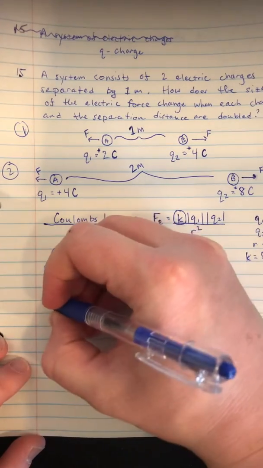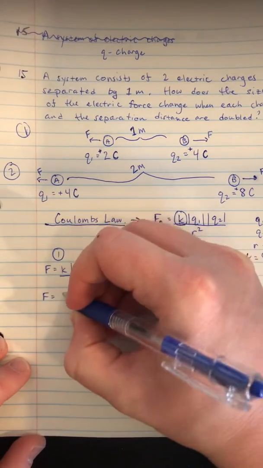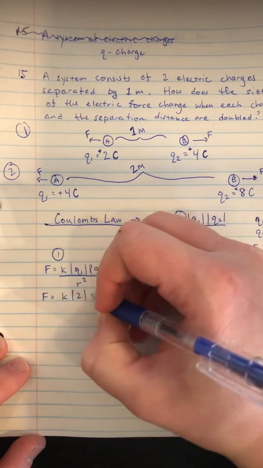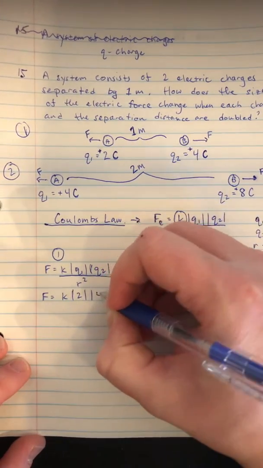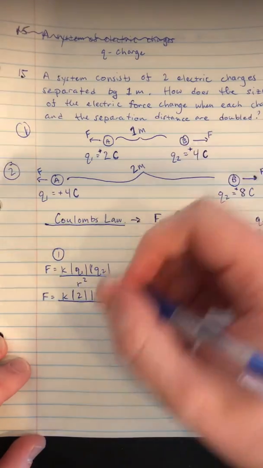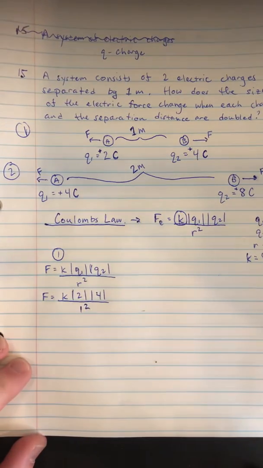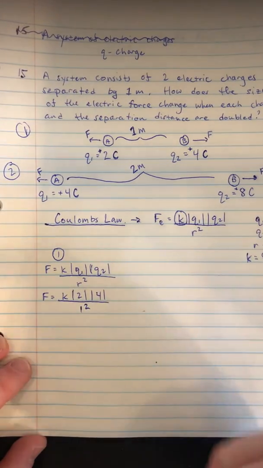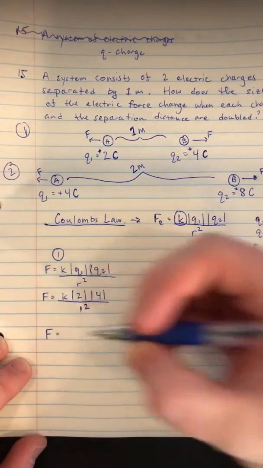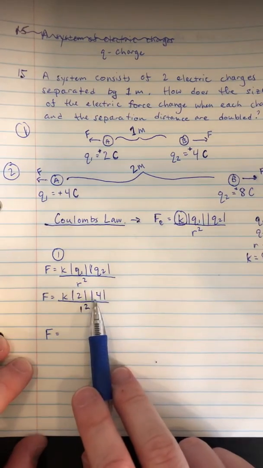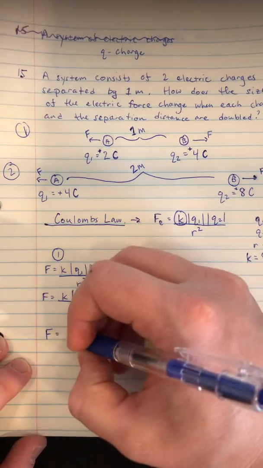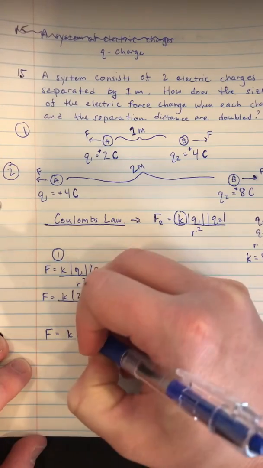So this will be F equals K times the absolute value of 2, which is just 2, times the absolute value of 4, which is just 4, divided by 1 squared. So if we do that out, that's some pretty easy math. We can get the force will be equal to 2 times 4 is 8, divided by 1 is 8. So we get K times 8.